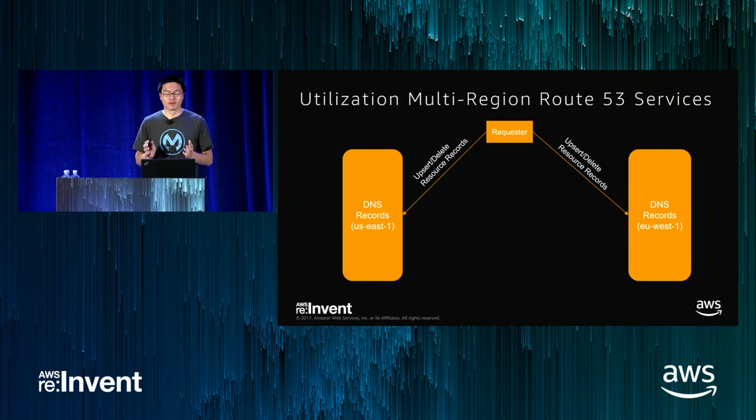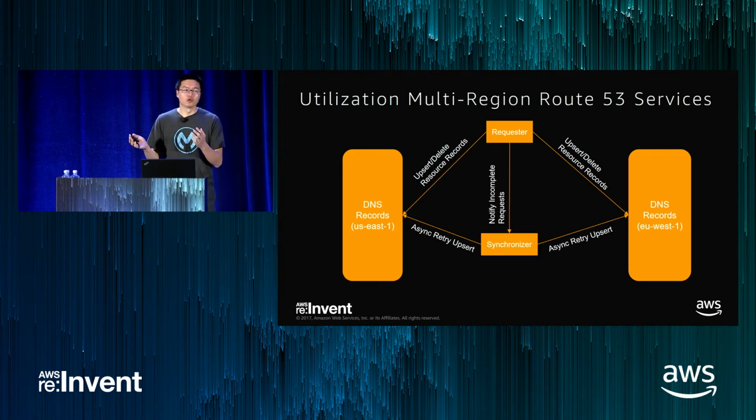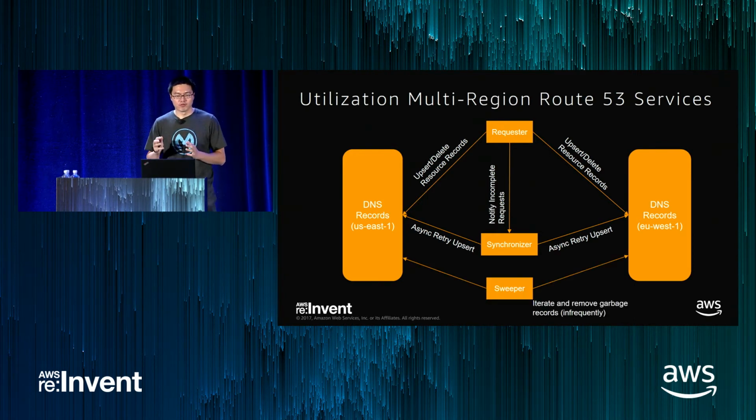If one of the requests is successful, we can continue our app deployment, verify the network configuration, and hand the application back to our customer. Then the customer can start using their app. And if one request failed, we notify our internal synchronizer, which will retry to reapply the DNS record to one of the servers at a later time, asynchronously. If a deletion fails, we have a sweeper. We will go through all the records in both servers and try to remove any garbage records.